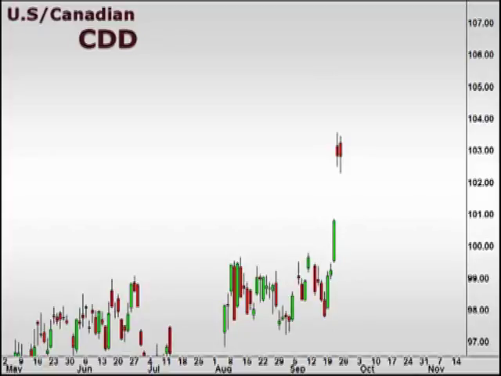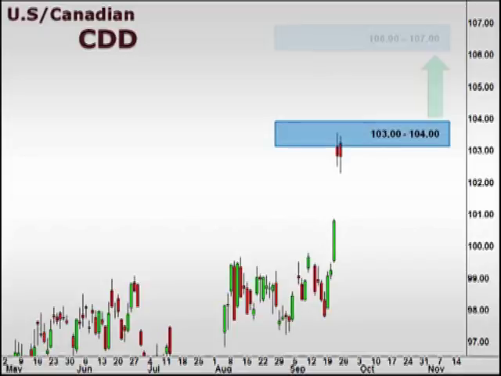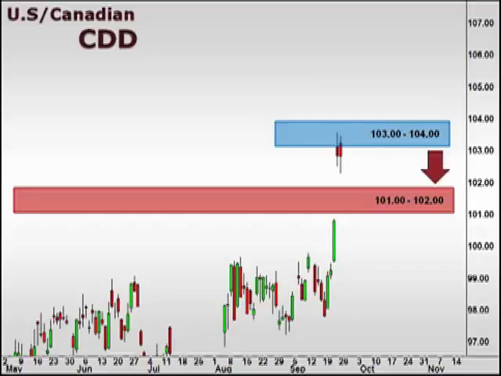Here we see that the CDD has hit a resistance level at 103-104. Now, we have a bigger picture upside target at 106-107. However, after such a significant move, we are open to a pullback down to test support at 101-102.